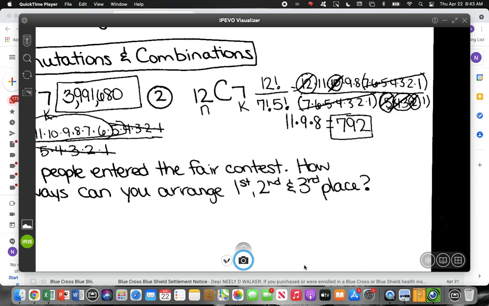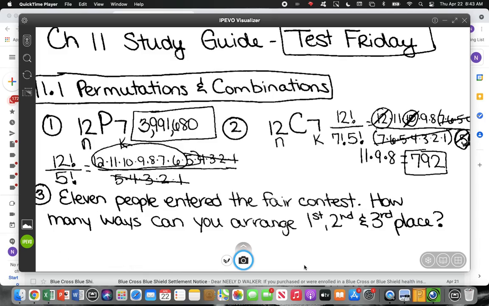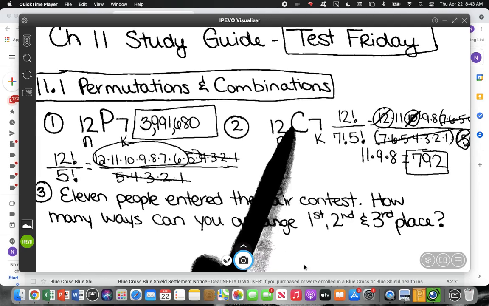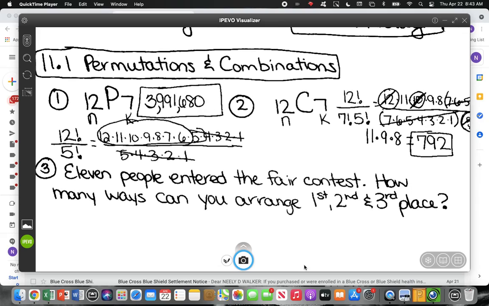All right, so remember, in a permutation, order matters. So all of those combinations of 7 where you would have the same thing, whenever you do a combination, it takes out those repeats where whenever they're in a different order, they still mean the same thing in a combination. So we have 792. Now, on 3 and 4, I'm not going to go through these completely, but I want to at least get you started.